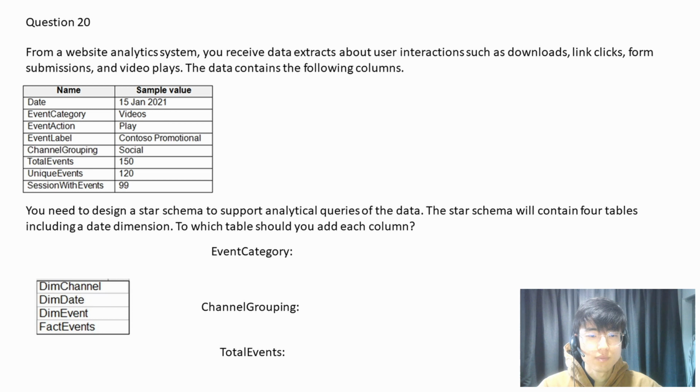Question 20. From a website analytics system, you received data extracts about user interactions such as downloads, link clicks, form submissions, and video plays. The data contains the following columns. You need to design a star schema to support analytical queries of the data. The star schema will contain 4 tables, including a date dimension. To which table should you add each column?